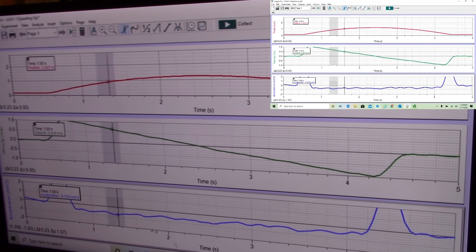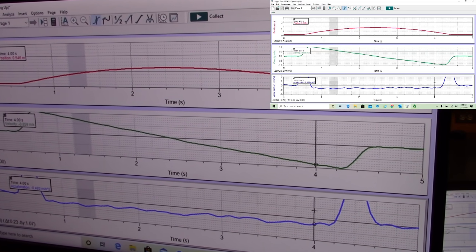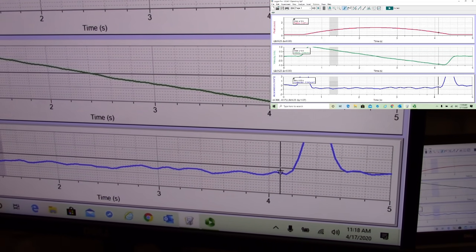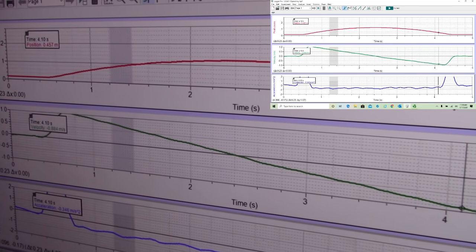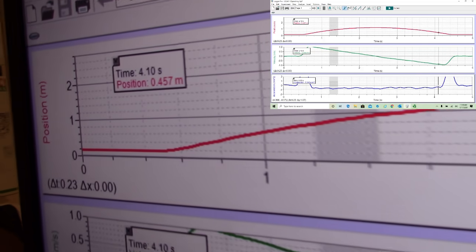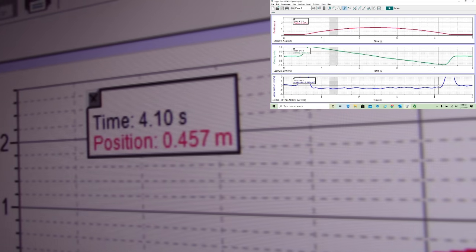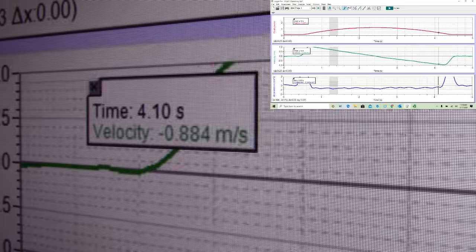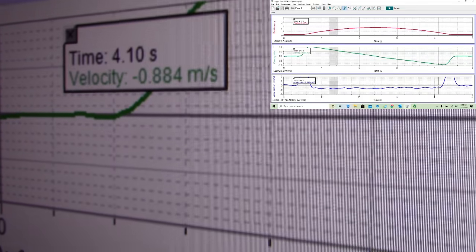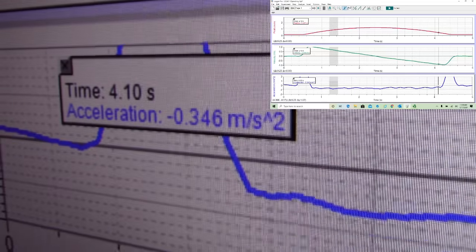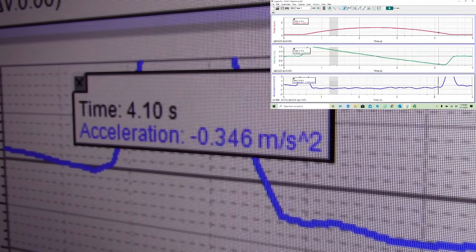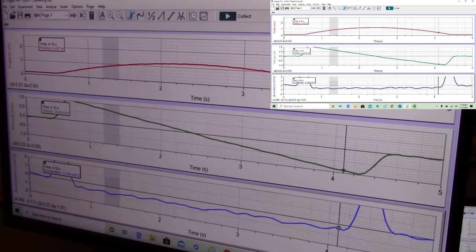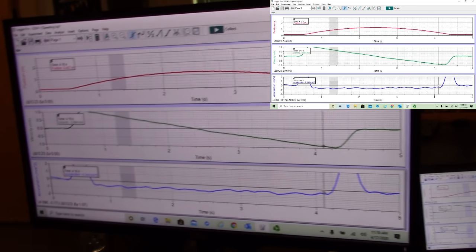And then at the end here, which I'm going to say is about 4.1 seconds, my position is 0.457 meters. My velocity is negative 0.884 meters per second, and my acceleration is negative 0.346 meters per second squared, which I don't know why, but there it is.